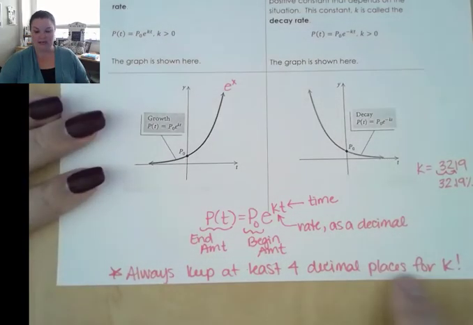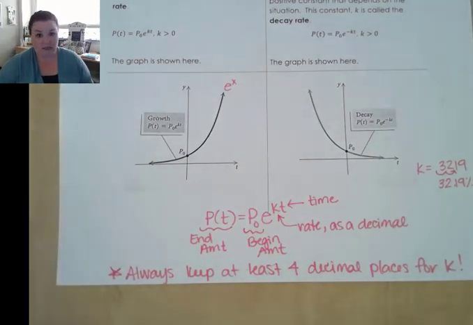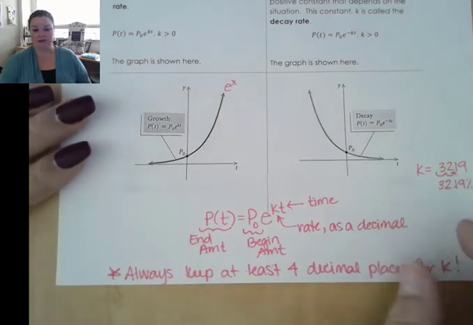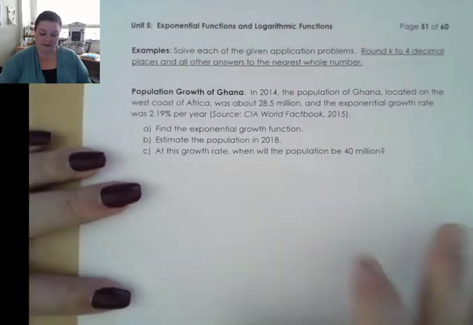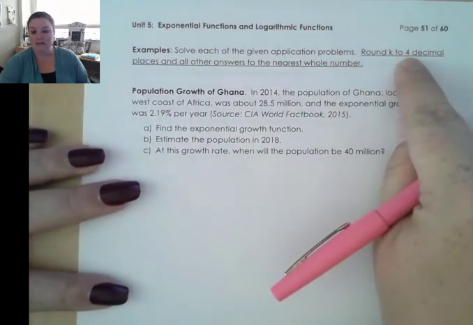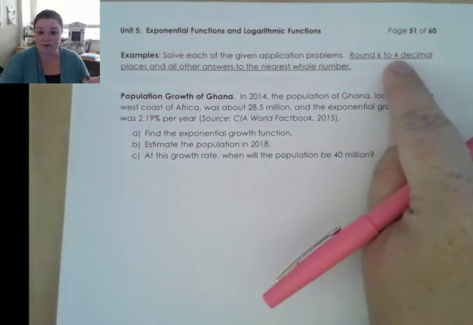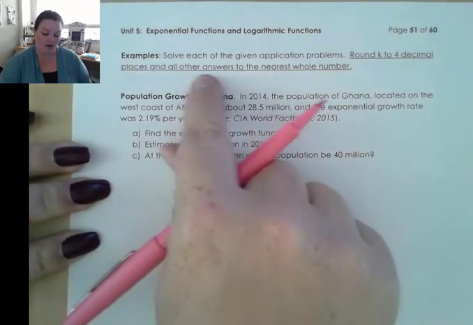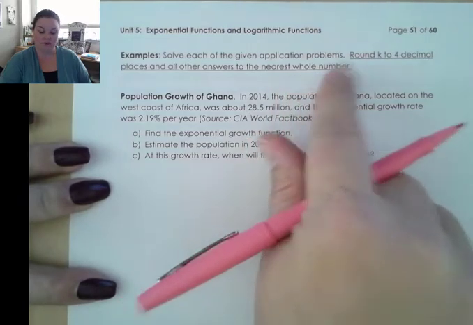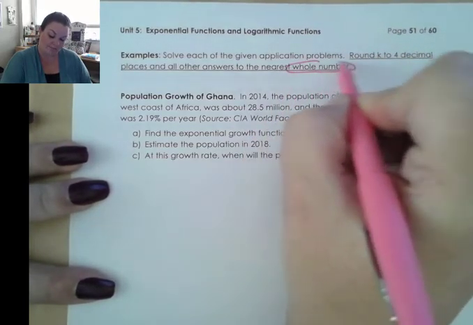Okay, so just a heads up on that. Always keep a lot of decimal places when you're dealing with your rate. All right, so let's just jump into some examples. For these examples, we're going to round our k to 4 decimal places if we have to solve for k. Sometimes the rate's given and we don't have to solve for it, okay? All other answers, we're going to round to the nearest whole number.